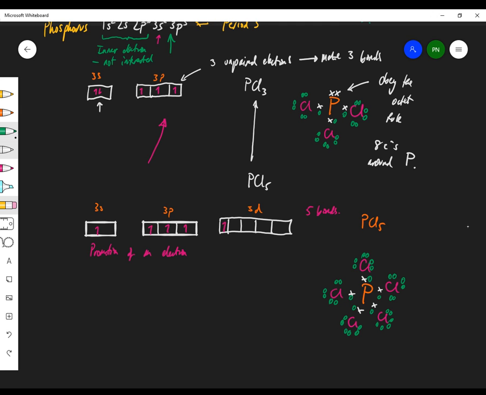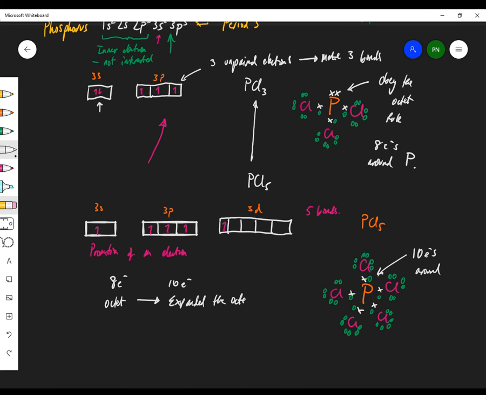And there's PCl5. Now, if we look at the central phosphorus here, there are actually 10 electrons around it. This is more than the 8, isn't it? And period 3 can do this. 8 was the octet rule, and now we've got 10 electrons. So we have expanded the octet.